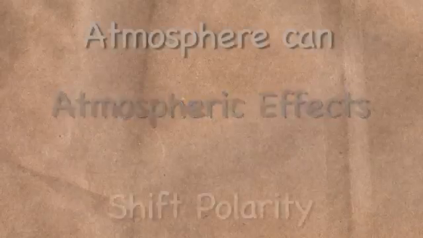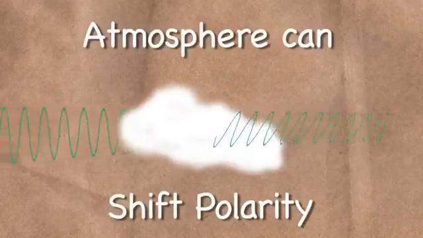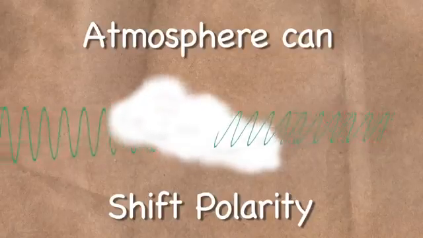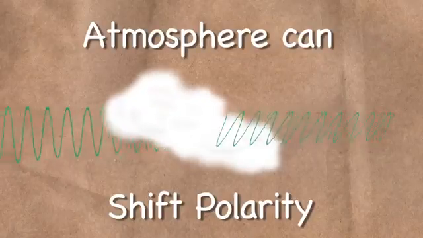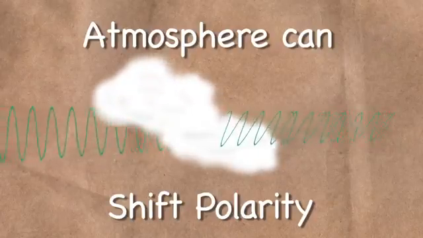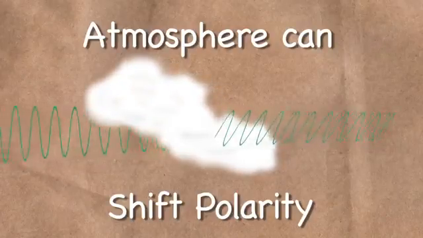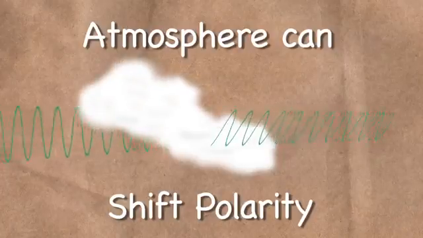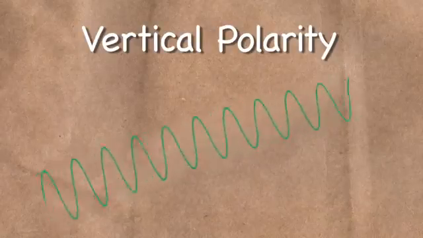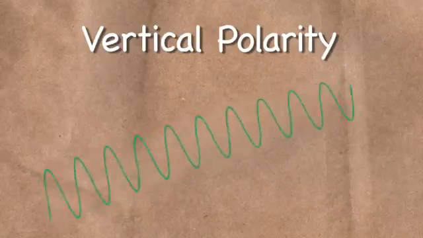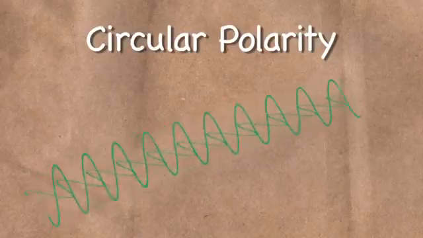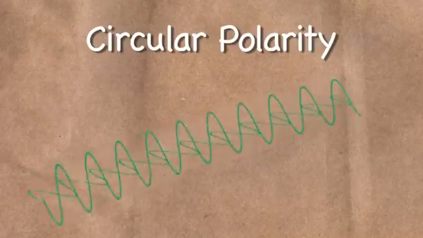While traveling through the atmosphere, radio waves can have their polarity altered or shifted. An RF signal's polarity may become tilted by several degrees, making it harder to be received since it no longer matches the orientation of the receive antenna. To reduce this effect, some broadcasters transmit both horizontal and vertically polarized radio waves. This is called circular polarity when both power levels are equal.